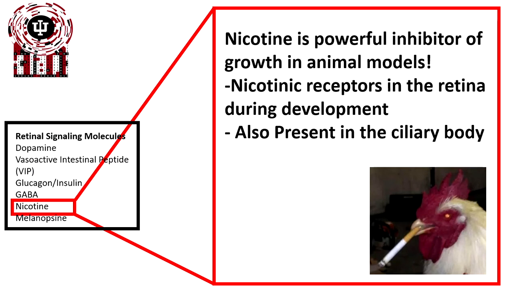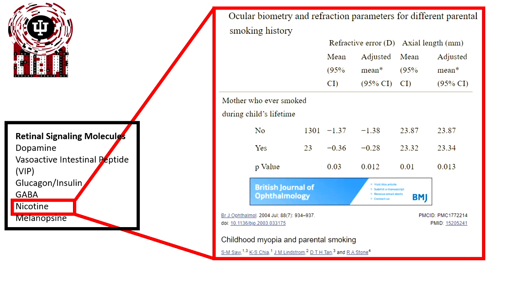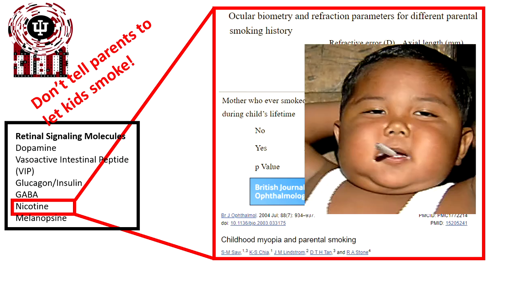Nicotinic receptors exist in the retina during development, and they're also present in the ciliary body. And what we do see is that the presence of nicotine through smoking affects the refractive development of children. Whether in the womb or during development, if children are around smoke, they tend to exhibit less myopia or relatively more hyperopia. Having said that, I don't recommend smoking for your kids to stop myopia.